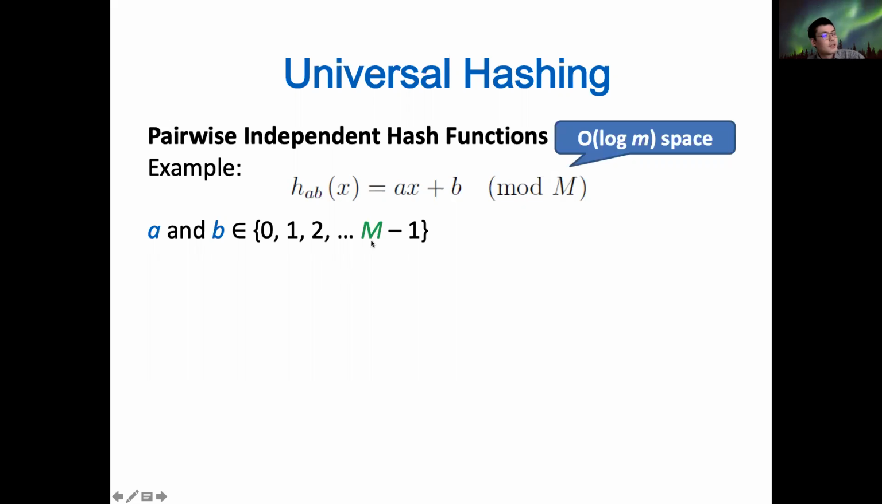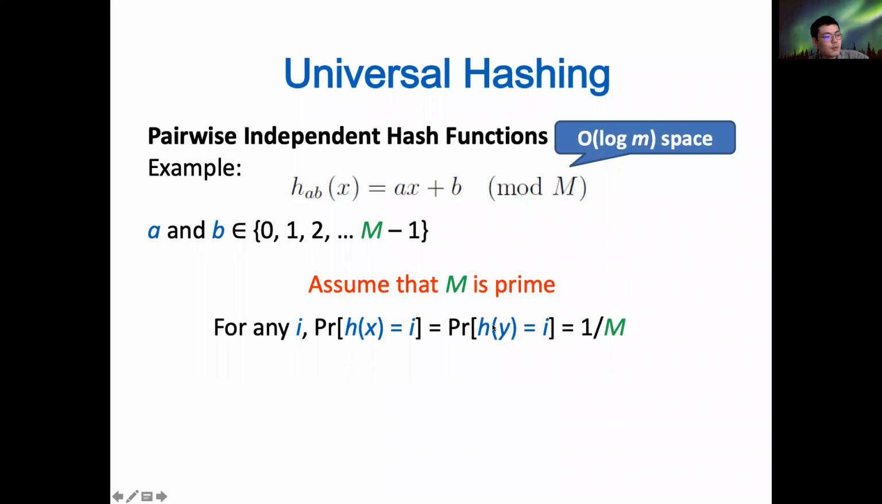So to keep such a function requires log n space, because a and b are within n, since it's 0 to n minus 1. You just need log n bits. And if we have n equal to prime, we have this property. We can guarantee the probability that you will map to any value is 1 by n.